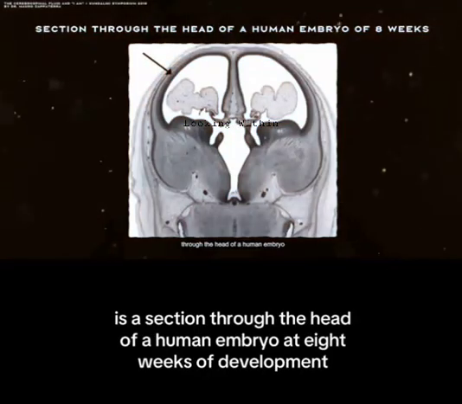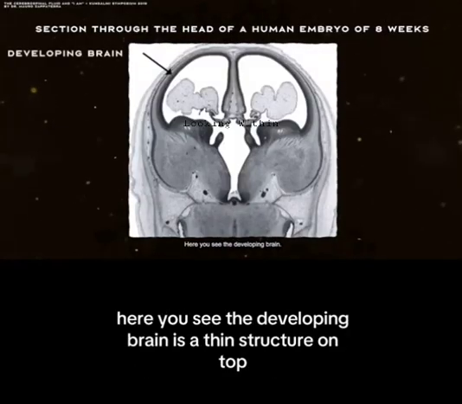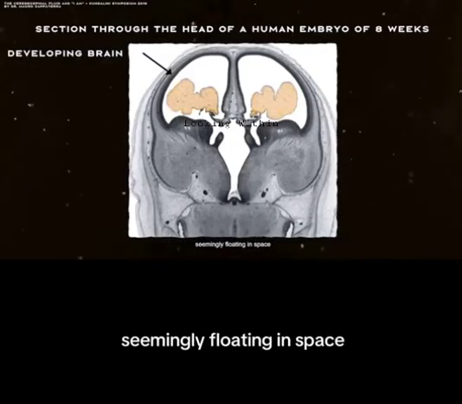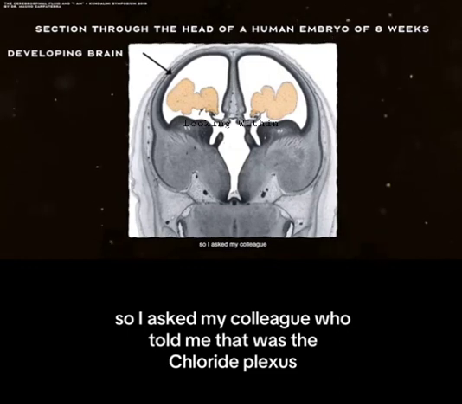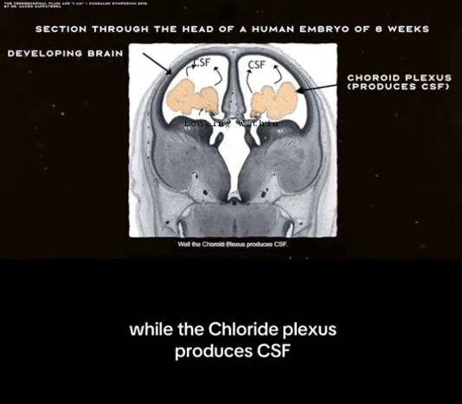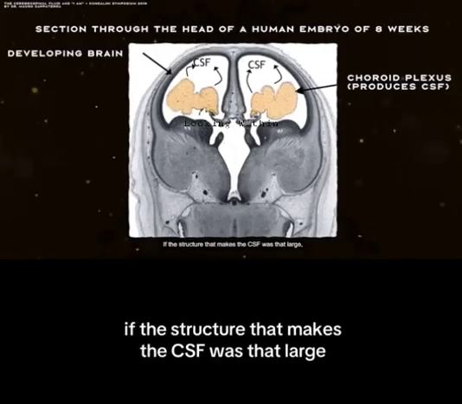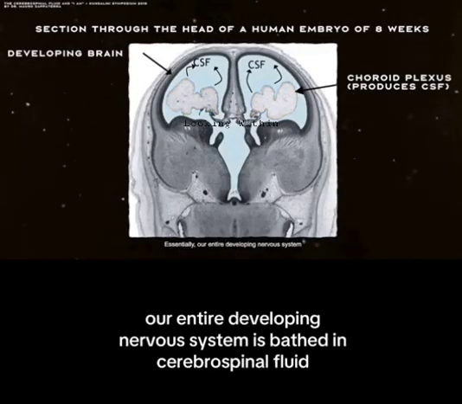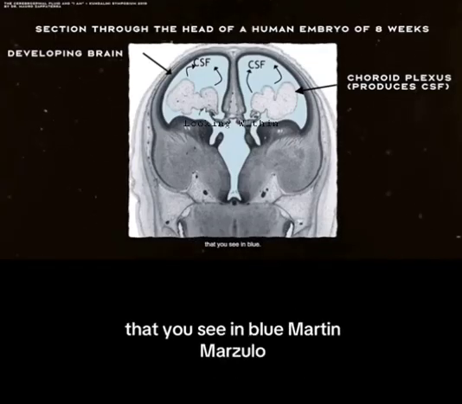This is a section through the head of a human embryo at 8 weeks of development. Here you see the developing brain. There's a thin structure on top. I did not know what this cauliflower-like structure was, seemingly floating in space. So I asked my colleague, who told me that was the choroid plexus. Well, the choroid plexus produces CSF. If the structure that makes the CSF was that large, then the CSF must have an important role. Essentially, our entire developing nervous system is bathed in cerebrospinal fluid that you see in blue.